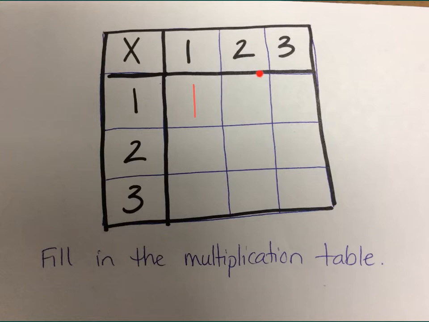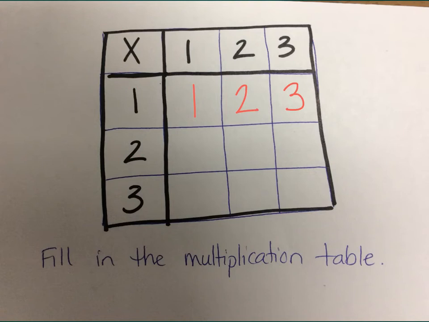When I look over at my next empty box, it's in row 1, so factor 1 is 1. The second factor is going to be 2. So to find this box, I'm going to multiply 1 times 2. And I know that 1 times 2 is 2. My next box is again right here, so it's in row 1, that's my first factor, column 3, second factor. So I'm going to multiply 1 times 3. When I multiply 1 times 3, my product is 3.